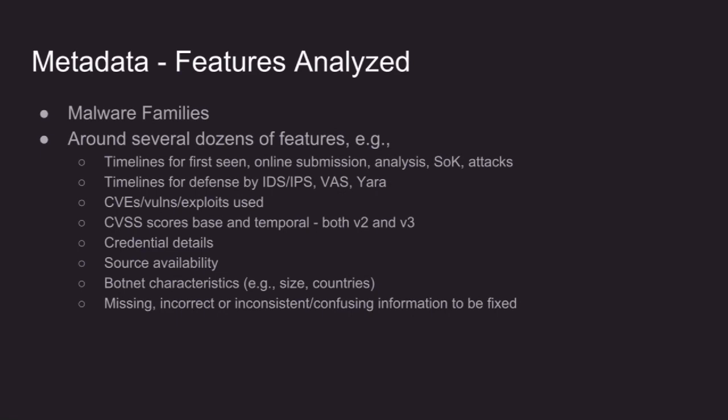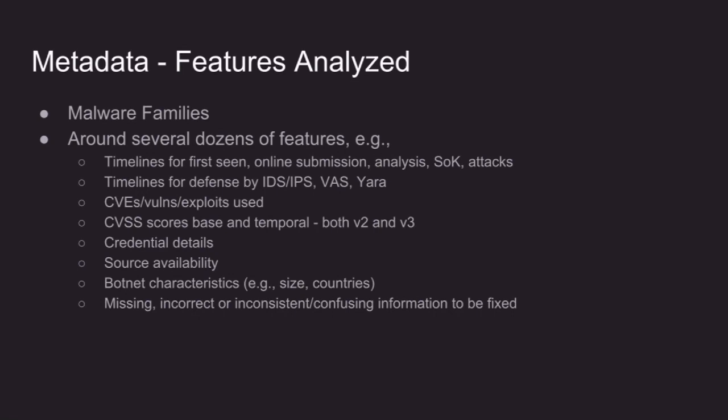Now, a bit about the metadata related to the malware families and to the vulnerabilities. Related to the malware families themselves, we started with a short list of features we wanted to collect, but then it started growing. At the moment, we collect or try to analyze several dozen features, but more importantly, we try to analyze the timelines of the first seen malware sample or first seen in the wild sample, the timelines of online submission to various engines such as VirusTotal, the timelines for analyses or systematization of knowledge or technical reports, and the timelines of attacks using that IoT malware. At the same time, we also collect information on timelines for defenses related to that IoT malware, such as IDS/IPS rules particularly tailored to that IoT malware, YARA rules, or vulnerability assessment scripts and scanners.